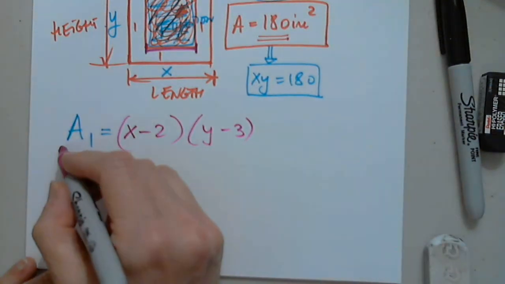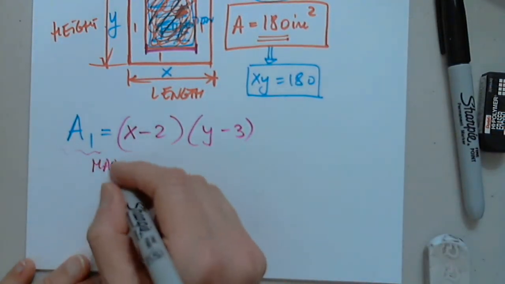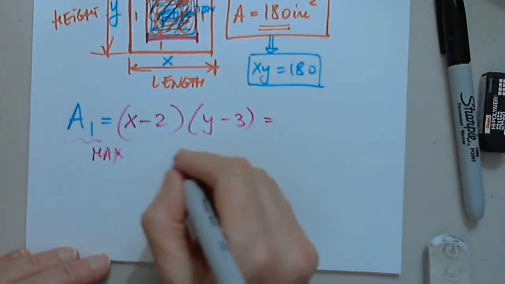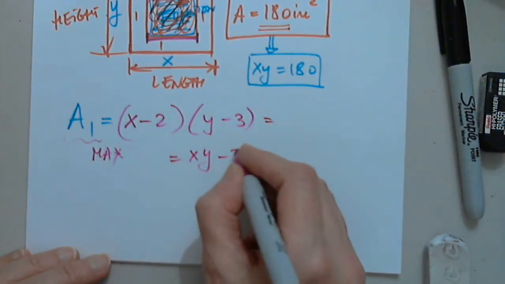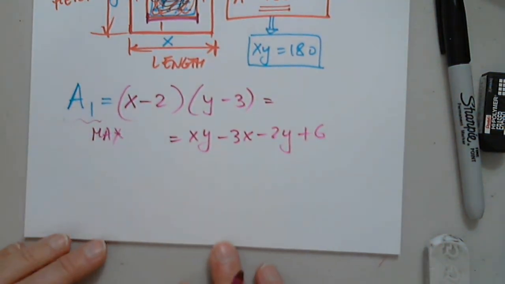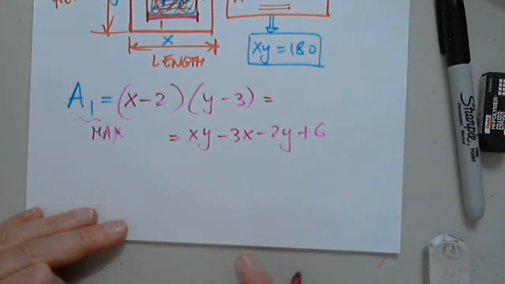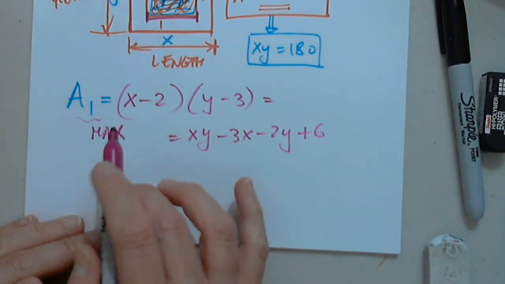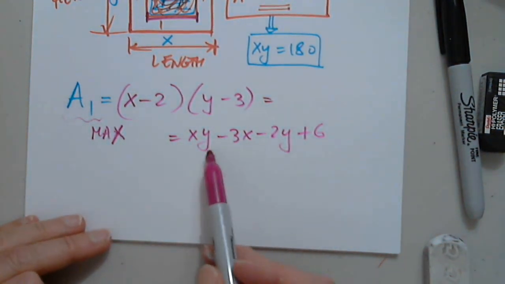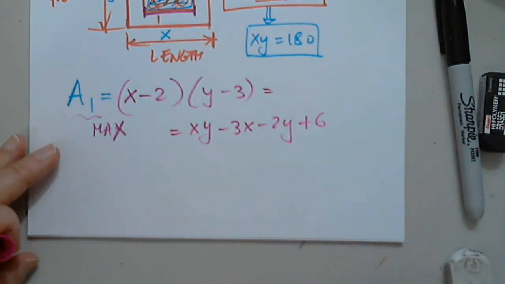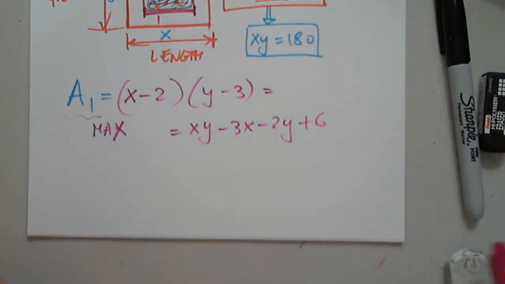So this is the one I need to maximize. Find the maximum of this, and it will solve the problem. So I will distribute, and I have xy minus 3x minus 2y plus 6. Remember, in this class anyway, I cannot maximize or minimize a function with two variables. We don't know how. We have to use partial derivatives, and we don't know what that means yet.